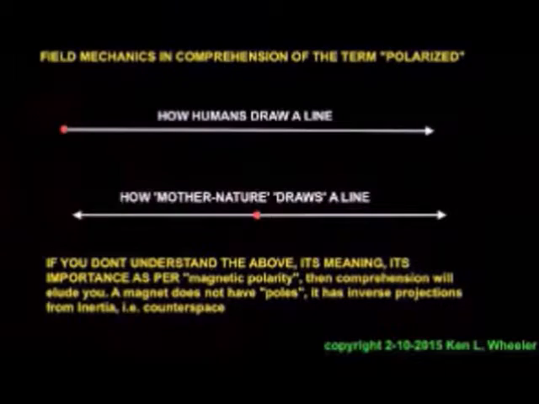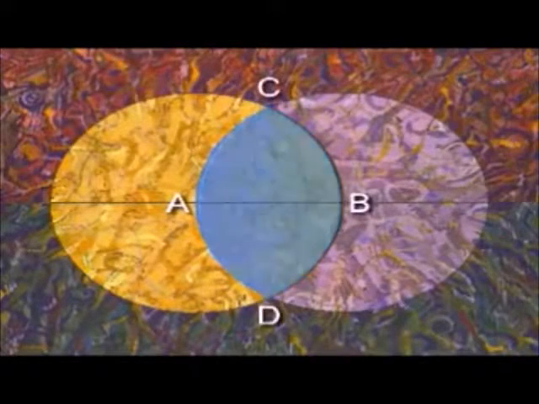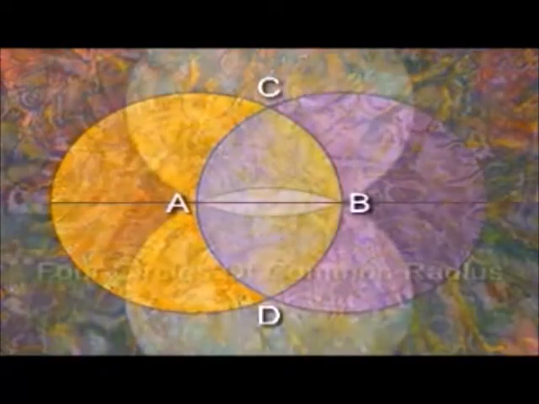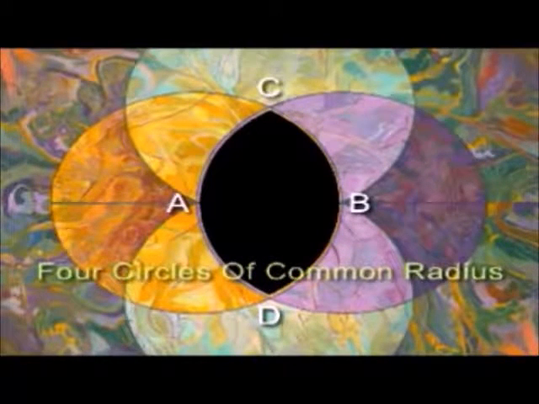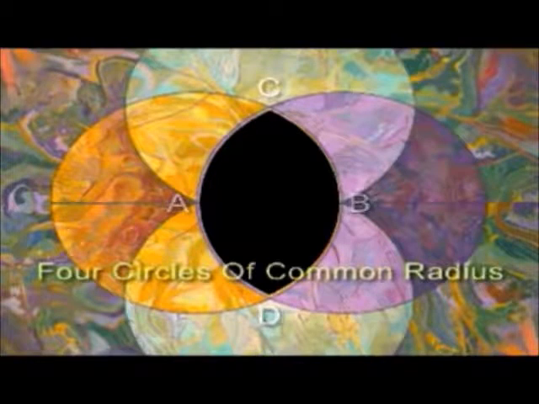And out of this relationship, of course, two circles of common radius and the Vesica Piscis. So let's look a little closer at this Vesica Piscis. Right there it is. That's it. When we get to four circles of common radius, which naturally evolve out of these points C and D, the Vesica Piscis is in the middle. But we have now five Vesica Piscis inside four circles of common radius.